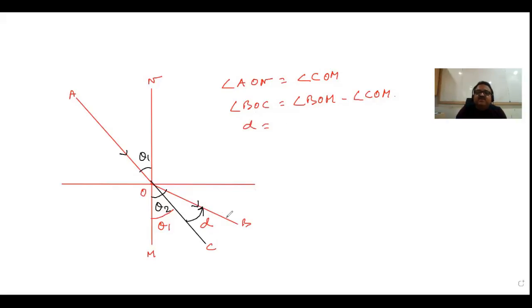What is angle BOM? BOM is theta 2, minus COM. Angle COM is equal to angle AON, which is equal to theta 1. So D is theta 2 minus theta 1. Is that clear? This is the technique of calculating the angle of deviation. Let me show you a numerical related to this. Okay, watch it.